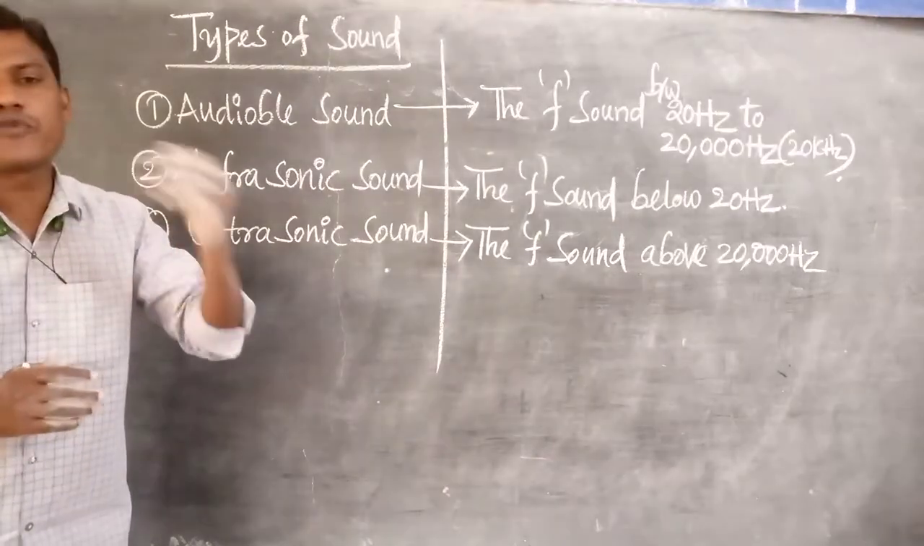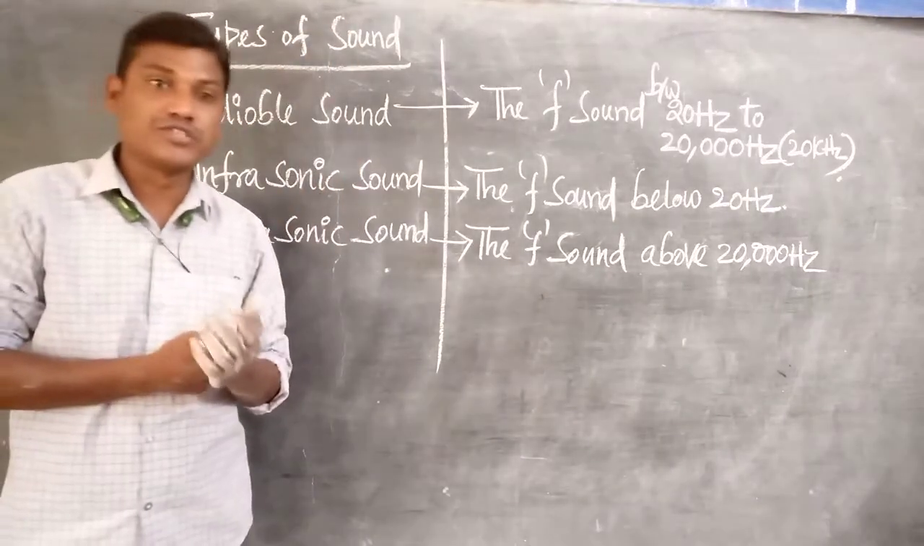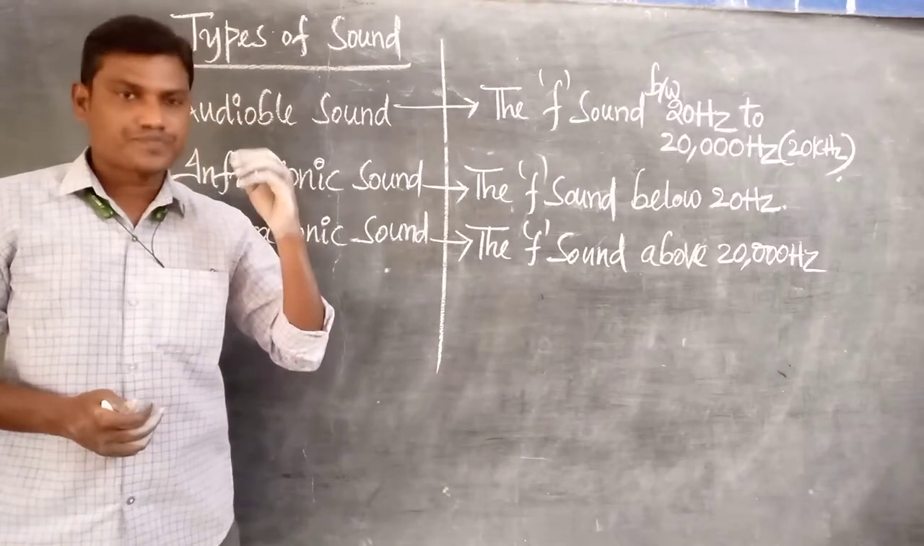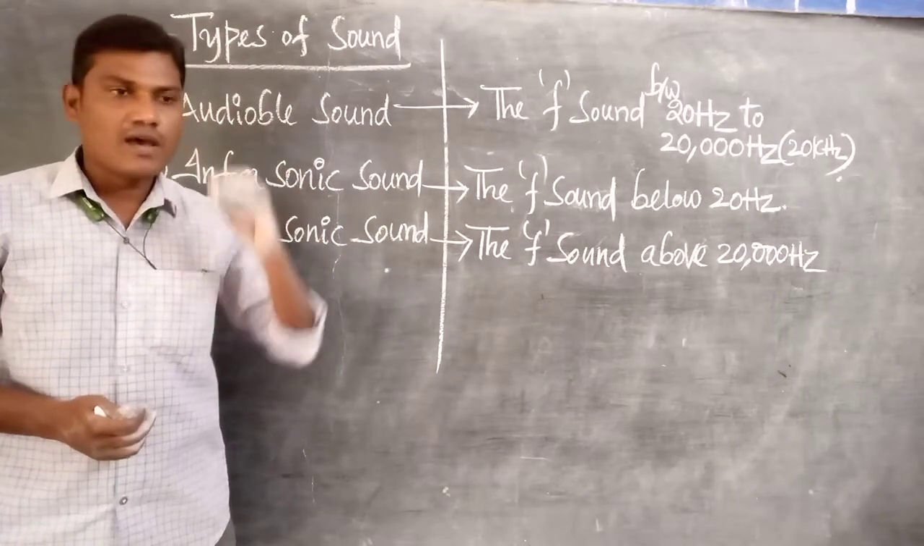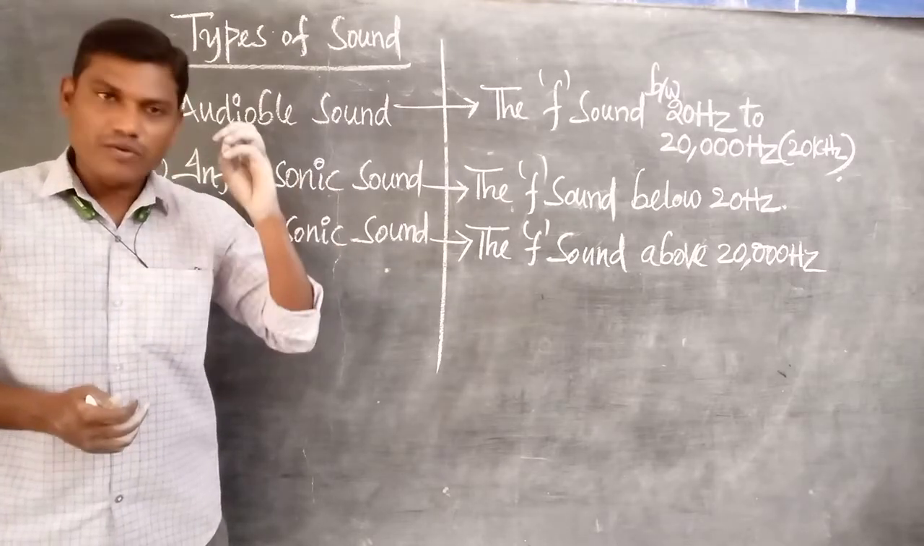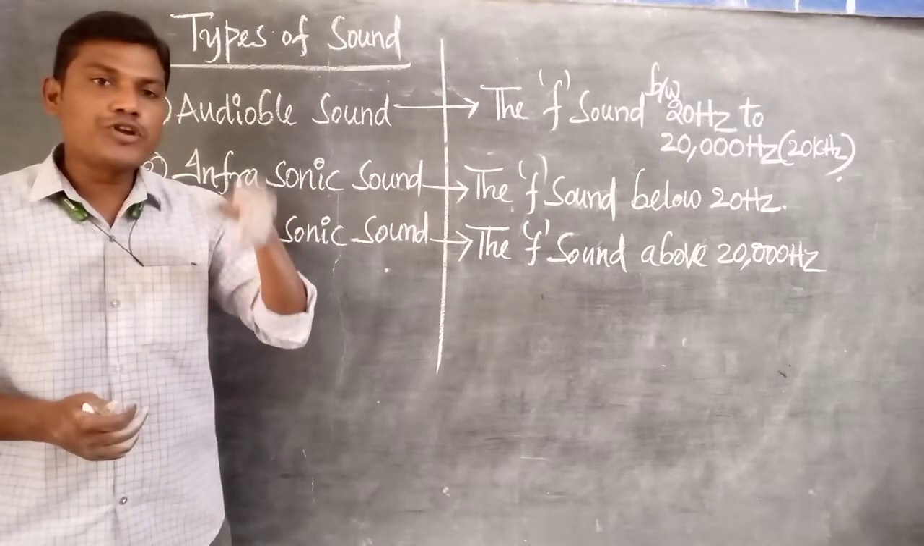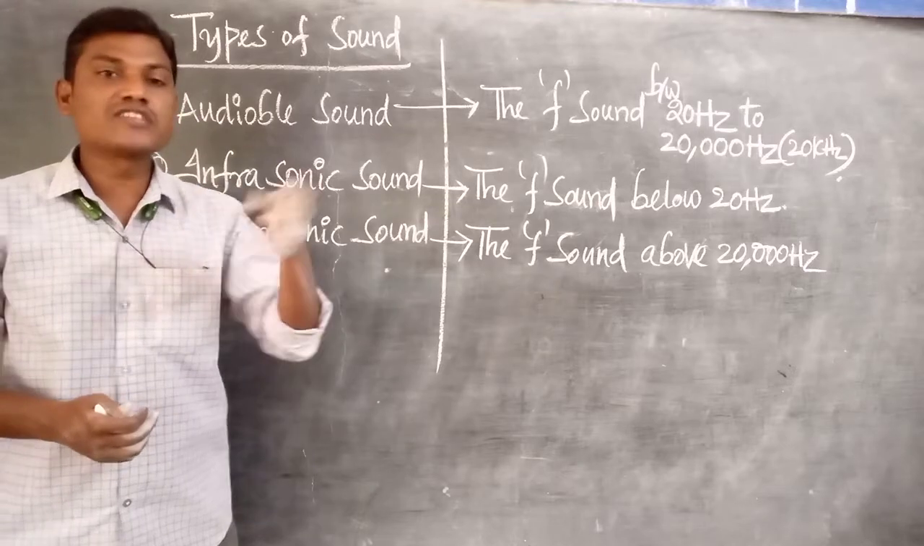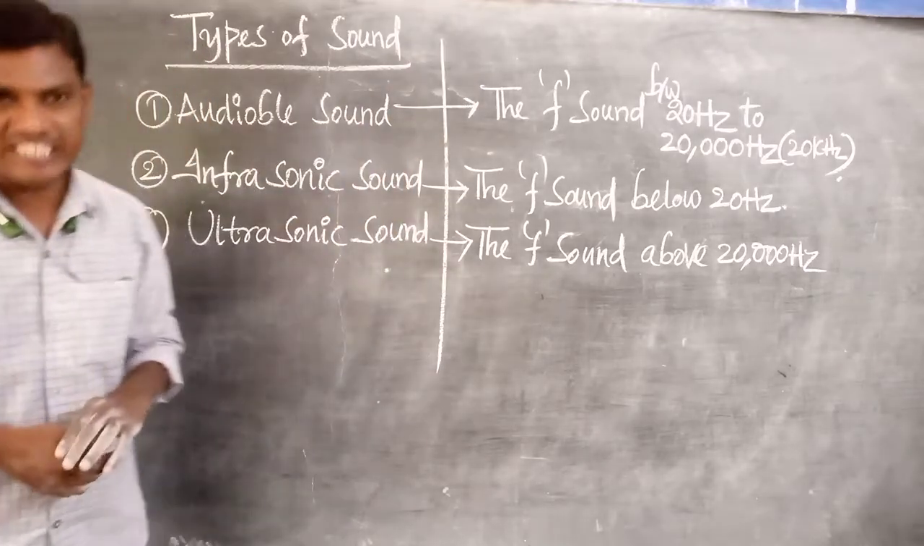During an earthquake, infrasonic sounds are produced. Elephants, giraffes, rhinoceros, rabbits, deer and whales produce and receive infrasonic sound. They communicate with their own species.